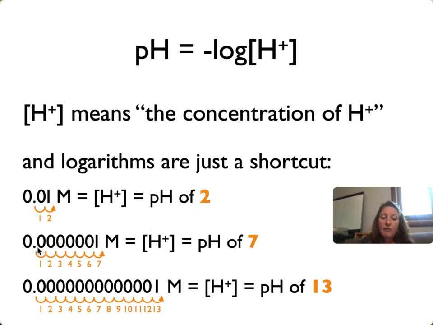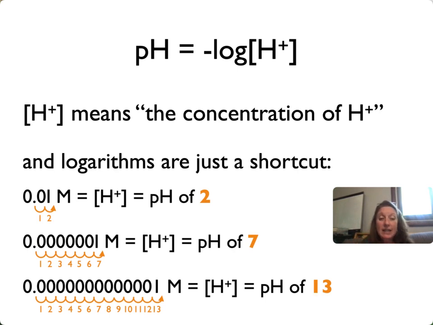For this one, I have 0.00000001 molar protons in solution. And in order to get to this 1, I have to move the decimal 7 times. Therefore, I have a pH of 7. Here, I have to move the decimal 13 places in order to get to a whole number. So that means that I have a pH of 13.